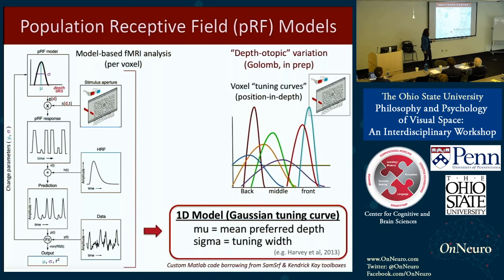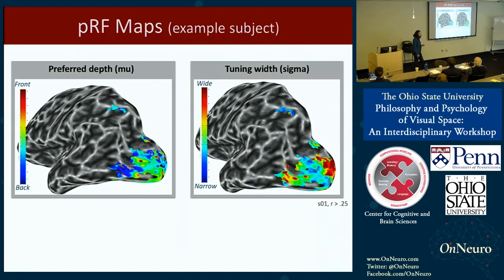And then what that gives us for each voxel is we can basically say what is the preferred depth that voxel is sensitive to, and how closely tuned is that. Okay, so these are some depth maps. I'll talk about what's interesting about them in a moment, but just to let you guys see. So we can make maps of each voxel's preferred depth. Reddish are the most front preferring, middle, and back. We can also make these maps of the tuning width, so how broadly tuned versus narrowly tuned.